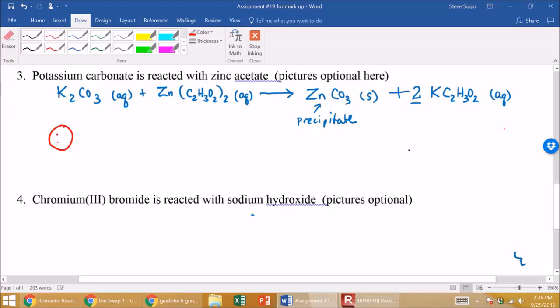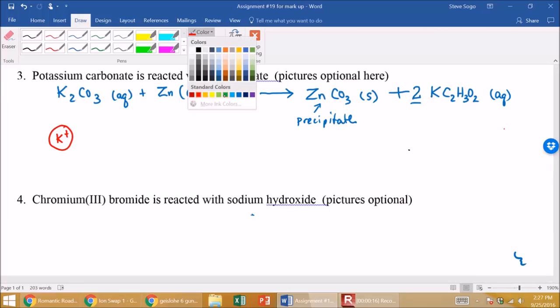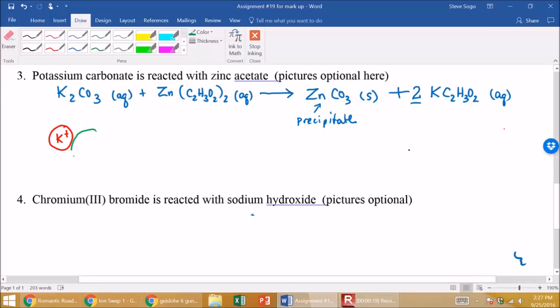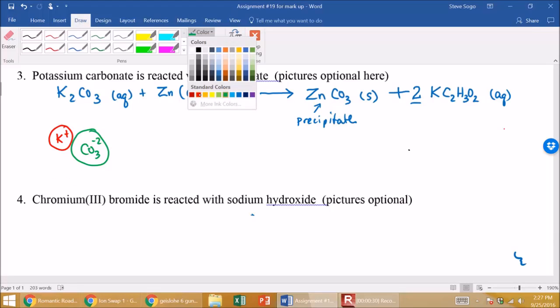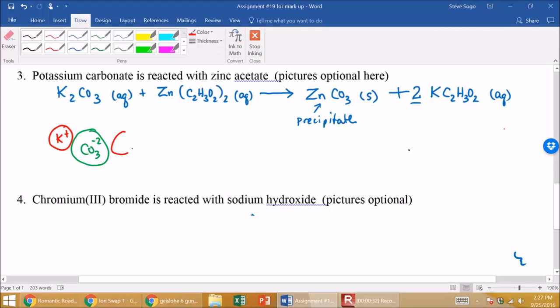Potassium is K from the periodic table. It's a +1 ion. Carbonate is a polyatomic, so I'm making a big circle for carbonate. CO3, charge is -2. So here, this is why I know I need a second potassium ion, so that I have 2 positives to go with the 2 negatives here in the middle. That's why it's K2CO3.